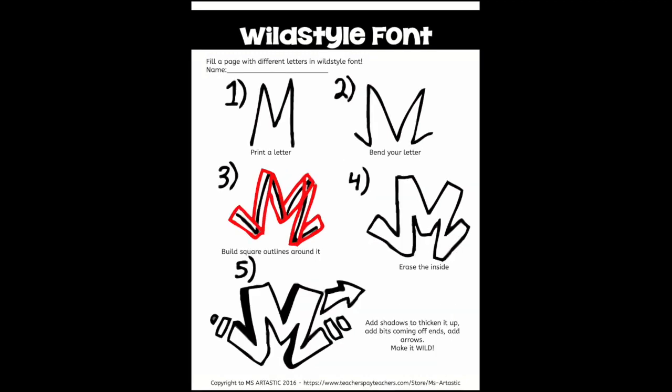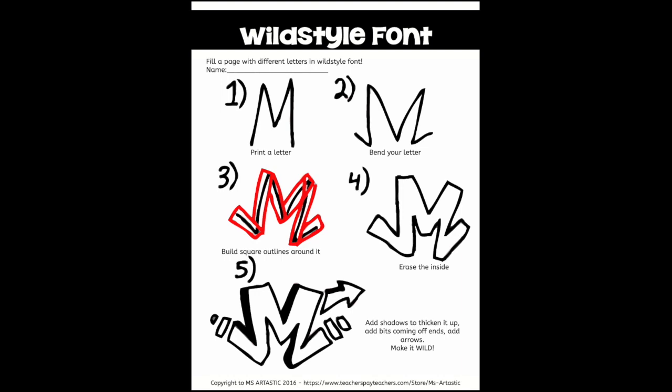The next version of your name is going to be in this Wildstyle font. So again, you're going to print your name like normal, and then you're going to start bending the letters. Then you will put a square box around each part of your letter, erase the inside, and have kind of a funky letter left behind. The last part to this font is thickening up some areas to create shadows, and then adding things that come off of your letters. This helps your letters pop and make them look more like graffiti.